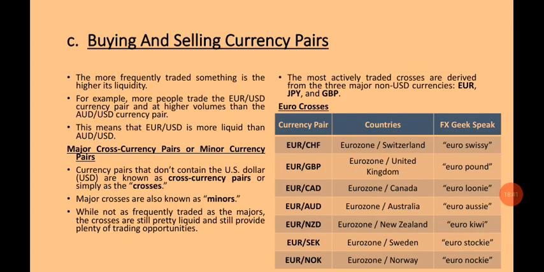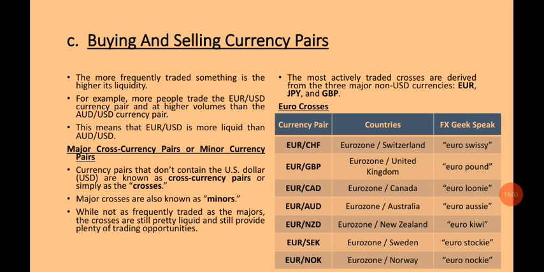The more frequently traded something is, the higher its liquidity. For example, more people trade the EUR/USD currency pair and at higher volumes than the AUD/USD currency pair. This means that the euro dollar is more liquid than the Aussie dollar.